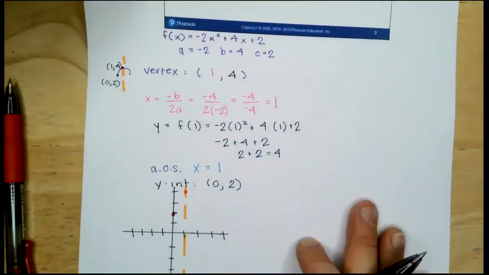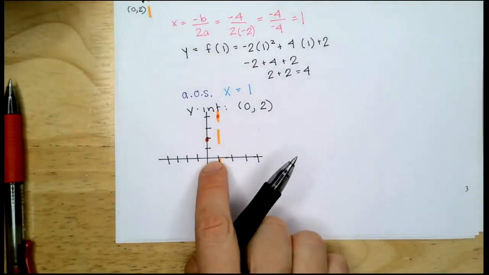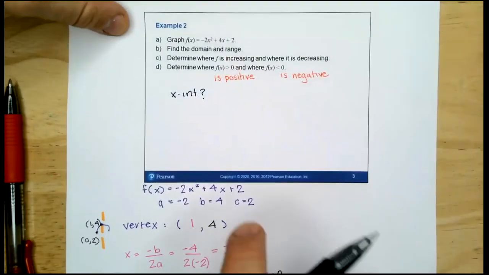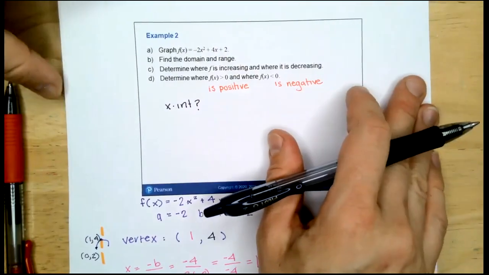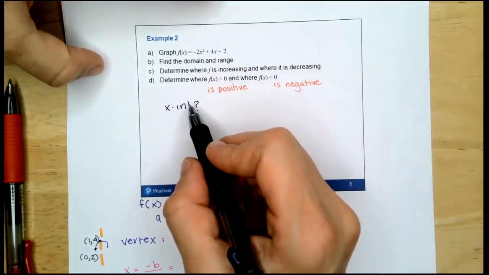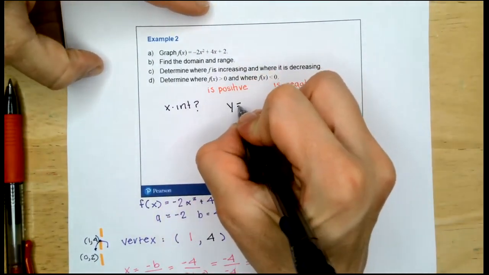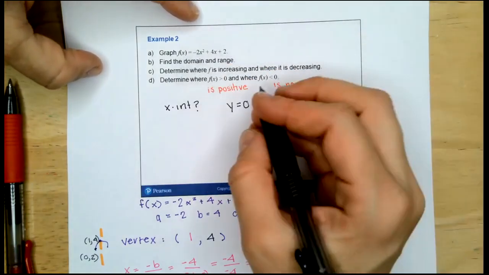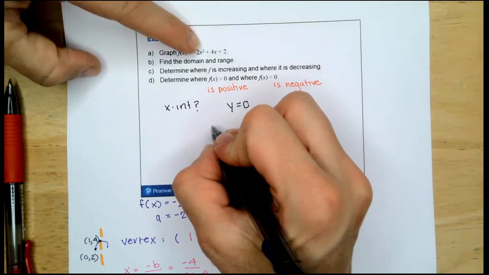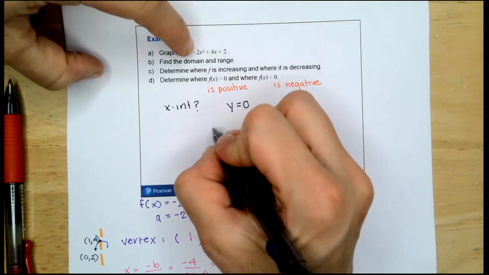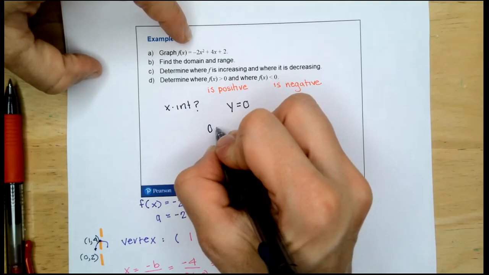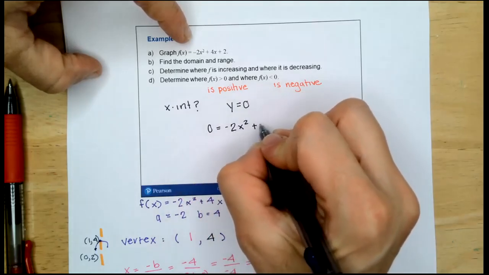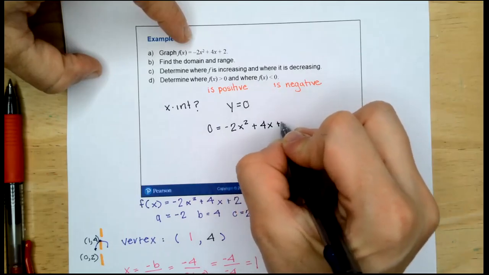Okay, and so before I draw it, if I have to graph it, I want to know where my x-intercepts are so that I graph it correctly. Remember, for any equation, if you want to find the x-intercepts, you just set y equal to 0. In this case, f of x is y, so we're going to say f of x equals negative 2x squared plus 4x plus 2 becomes 0 equals negative 2x squared plus 4x plus 2.